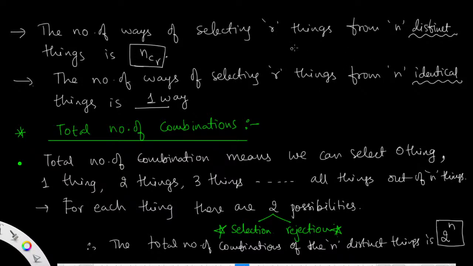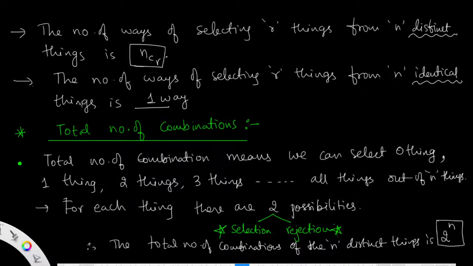All of you, good morning. Once again we revise the formulas from yesterday. The number of ways of selecting r things from n distinct things is nCr. Out of n things we are selecting r things, which is denoted by nCr.